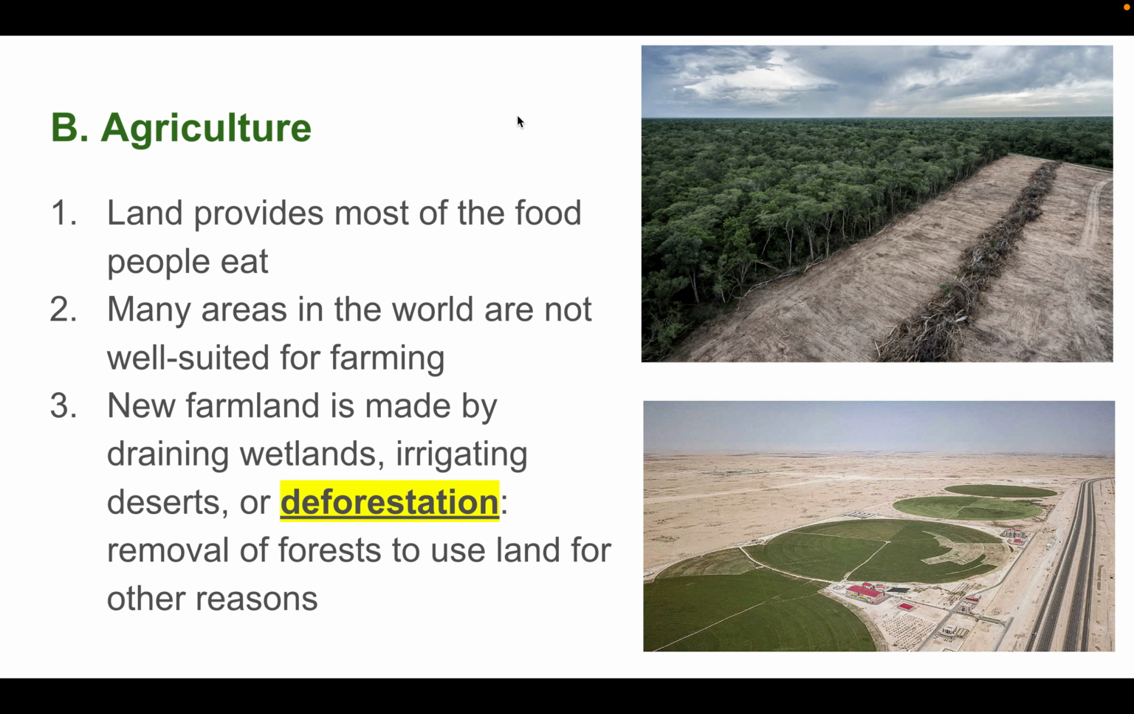Okay, so one way that land is a resource is because we use it to grow food. Okay, so we have agriculture. Land provides most of the food people eat, and there are many areas in the world that are not well suited for farming.